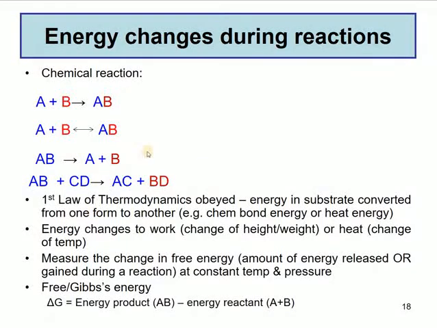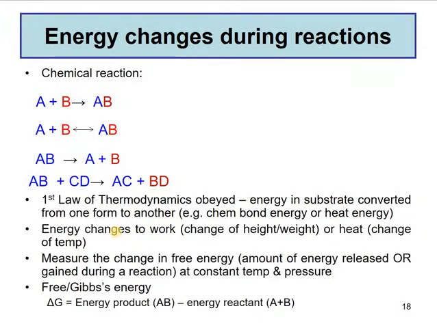So in all these chemical reactions where a product is being formed, whether forward, reverse, or forward and reverse reaction, the first law of thermodynamics is actually obeyed, because the energy in the substrate is converted from one form to another, whereby chemical bonds are being broken or made, and in some form or another a substrate changes into a product. So either heat can be exchanged, absorbed, or released.